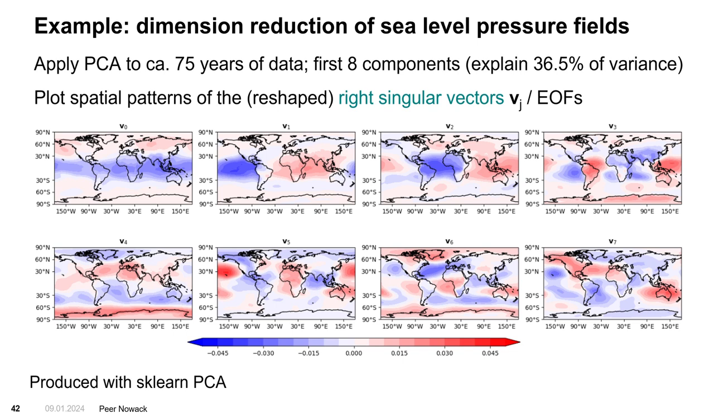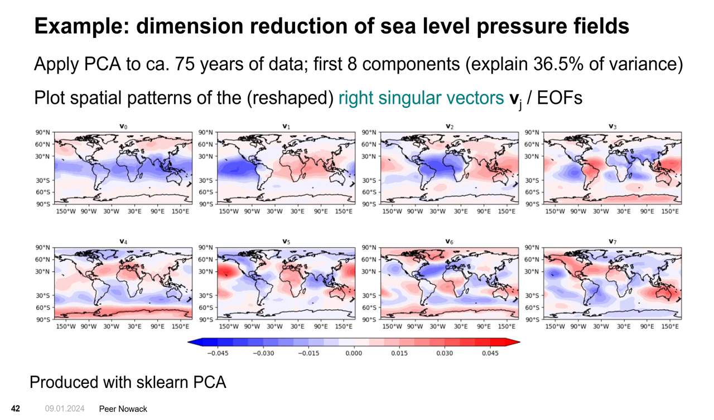Let's look at how this would apply. If we apply this to 75 years of daily data and just show the first eight components, which in this case would be the eigenvectors, and I used scikit-learn for this, you would see patterns like this. So a large negative loading for the first component, which is index 0 here, but you can see that the components are pretty much spread out over the entire globe, right? So especially component 8 here pretty much has a loading or a weight everywhere.